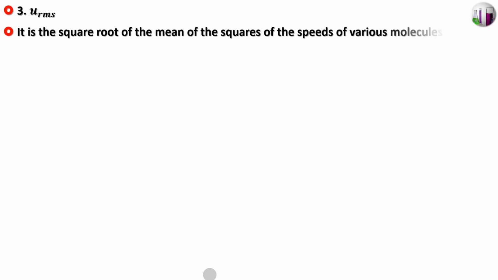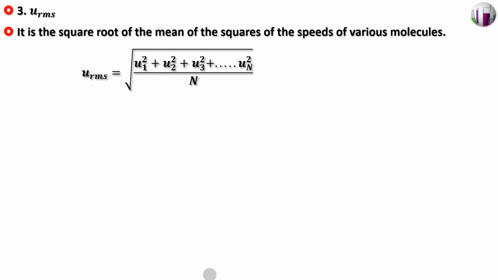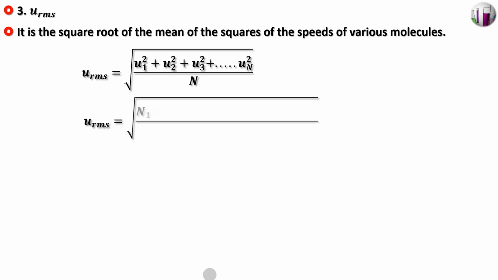Alright, so next one, U RMS. As I said, this makes more sense in using in kinetic energy. U RMS is always better because it's the speed as well as the velocity. It is the square root of the mean of the square of the speeds. So it is basically this. And since N1 possesses U1 and N2 possesses U2, it becomes this.